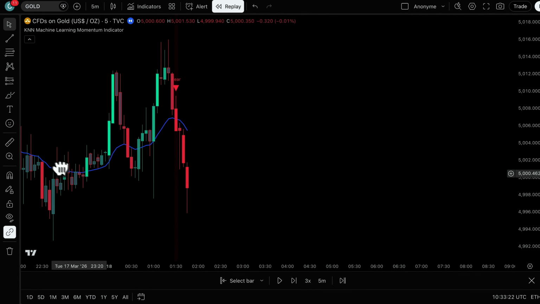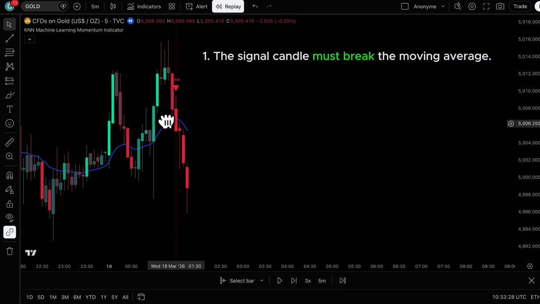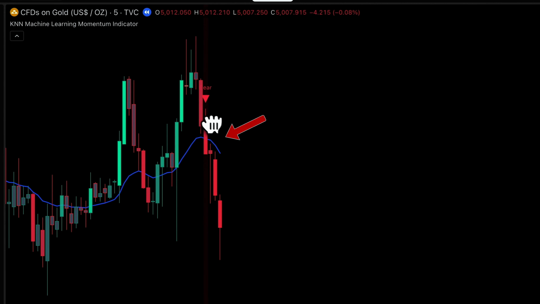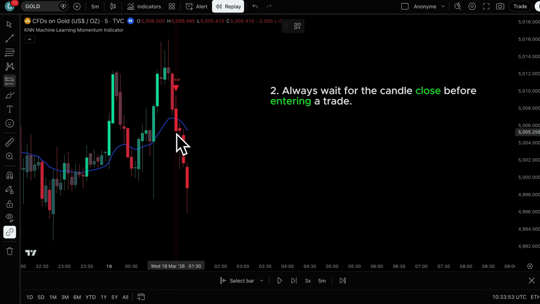You also see the moving average in blue. And the first important point for this strategy is that when the indicator gives you a signal, that signal must break the moving average. The candlestick must break the moving average to the downside. That's the case here, so we can take a sell position. We always wait for candle closes to buy or sell.